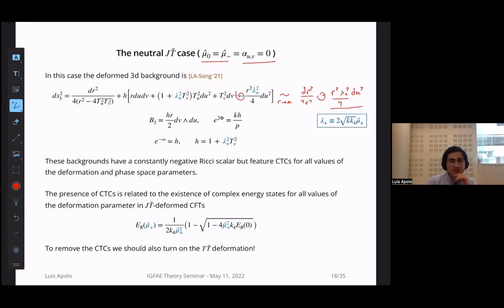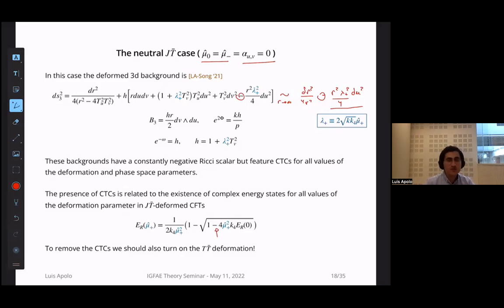This sounds puzzling, but now if you look at the spectrum of JTbar deformed CFTs, which is also given by this squared structure, you see that the deformation parameter enters as mu squared, and there's a minus sign here. So the spectrum of JTbar deformed CFTs features complex energy states at high energies. Okay, so this is another coincidence between this background and JTbar deformed CFTs.